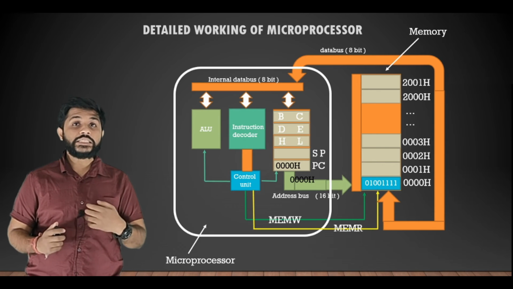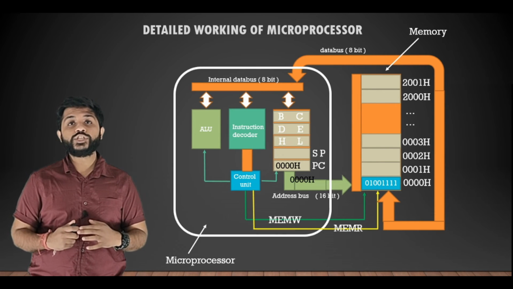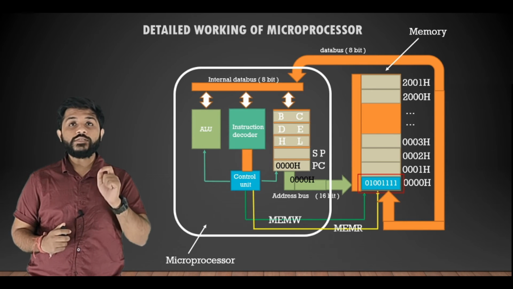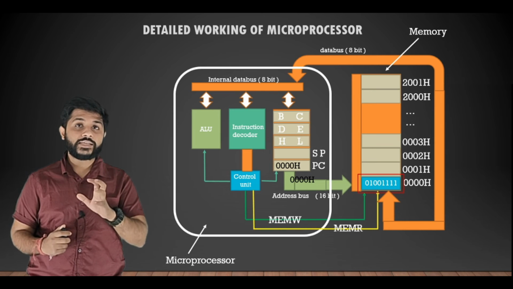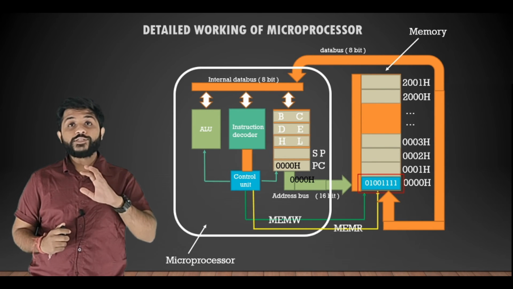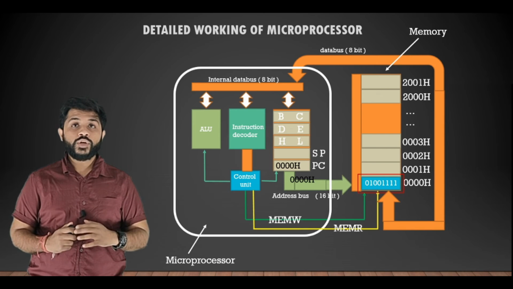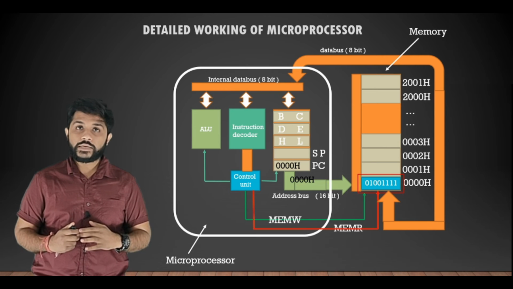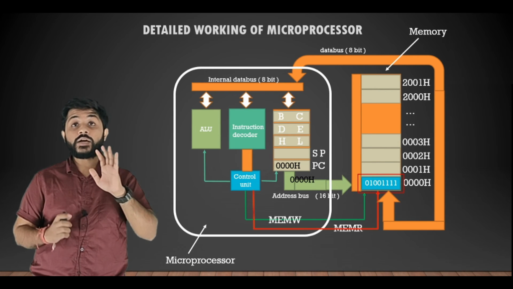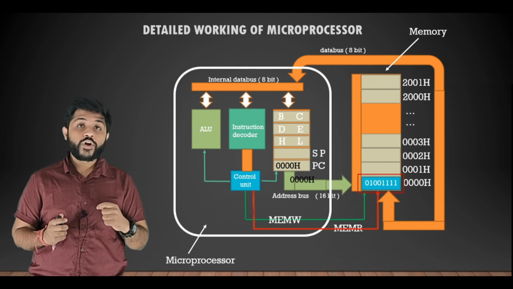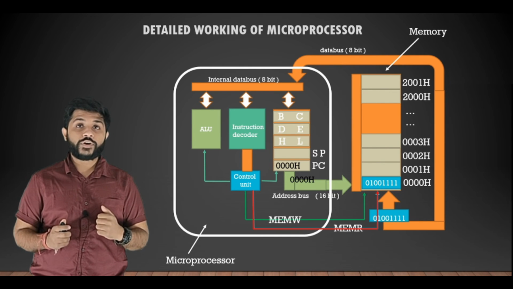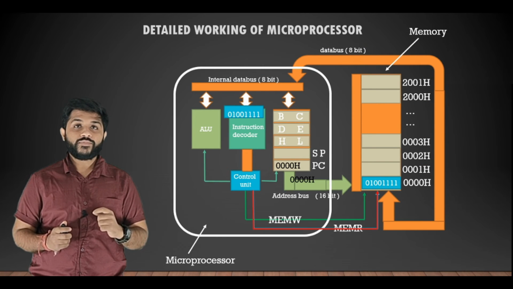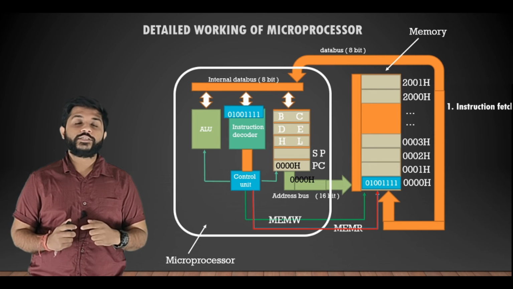When this address is received by the memory, that particular location will be selected in the memory. You can see that the first location, which is 0000H, is selected in the memory. Now the processor has to read that memory location. To read the memory location, the processor will generate the control signal, which is memory read. When the processor sends the memory read control signal, the instruction from the memory location will be transferred to the microprocessor. This process is known as instruction fetch.